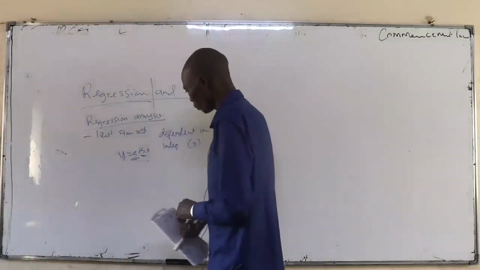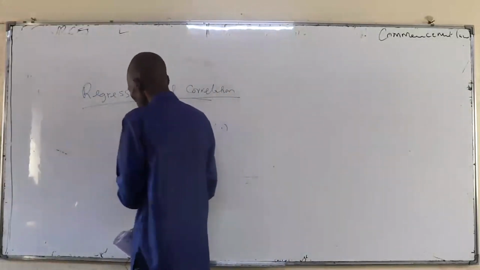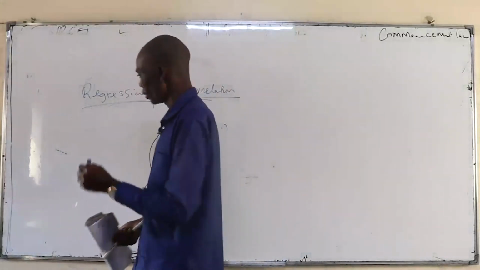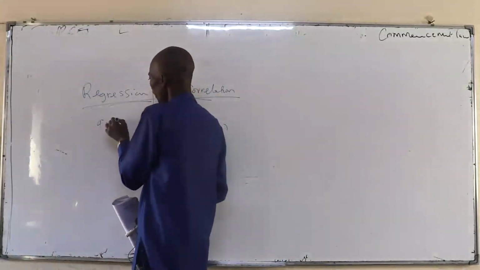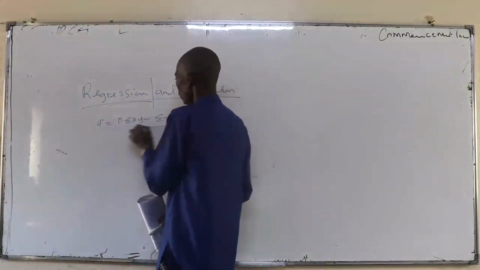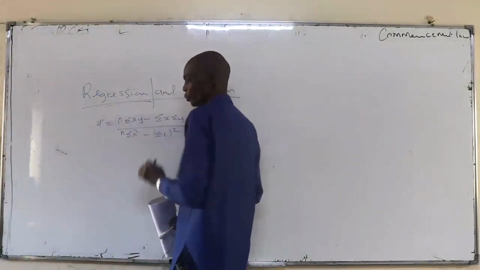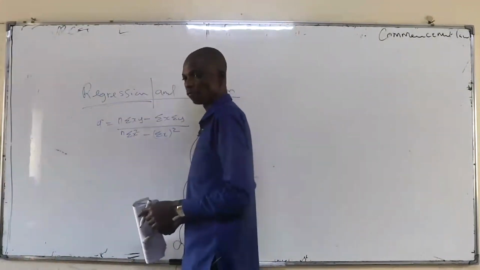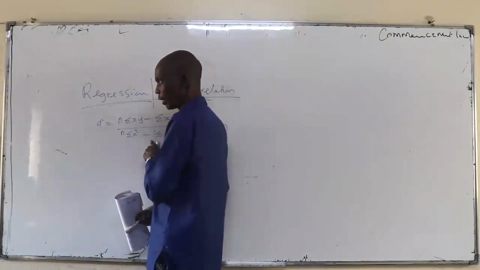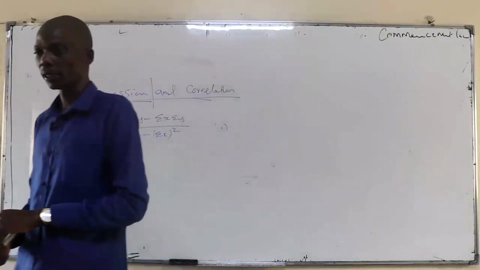For you to formulate an equation, you must get the values of a and b, and we obtain them by use of a formula. The formula for b is b equals n summation of xy minus summation of x summation of y, over n summation of x squared minus summation of x, all squared. Remember, we shall have known what y is and what x is, one being the dependent variable and the other the independent variable.